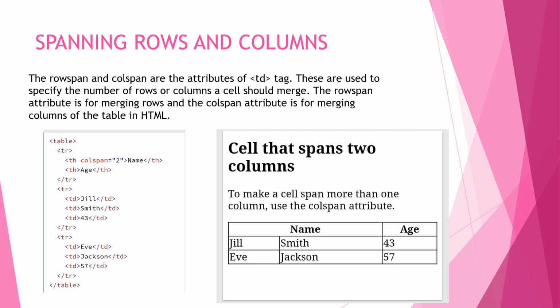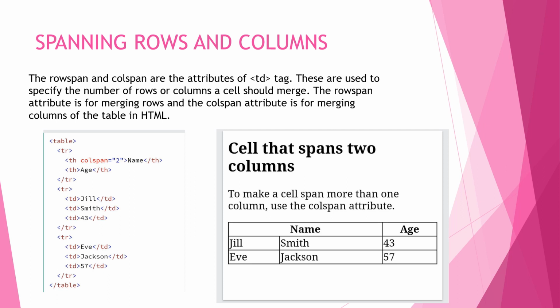So the corresponding code for it is, first you define the table tag, then tr, that is the table row. In the table row, we have to merge two columns, that is for the first name and the last name. So it is th colspan equals 2. We are merging two columns. The heading for that is Name. Then you close the table heading. Then th Age, and you close the particular table row.